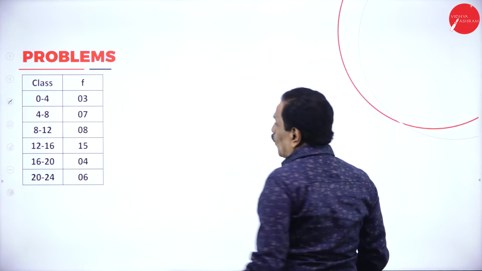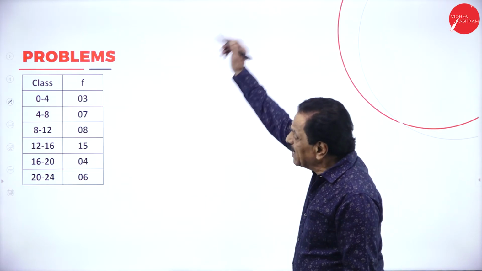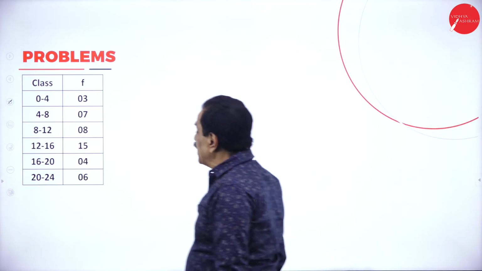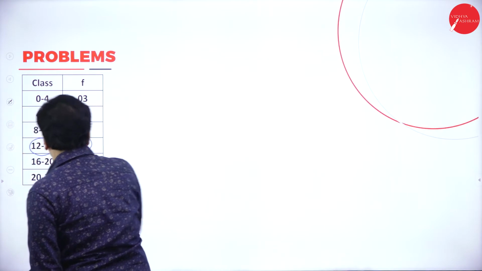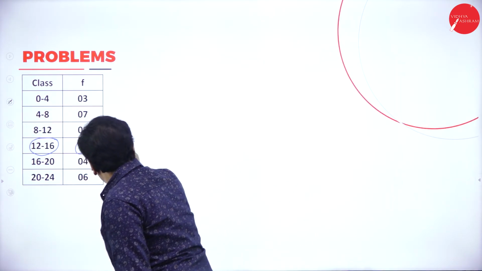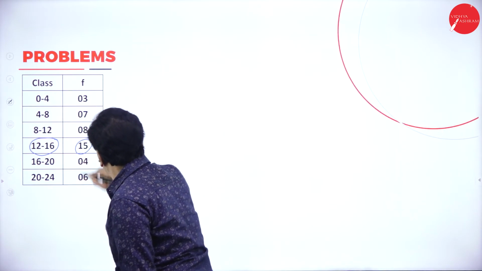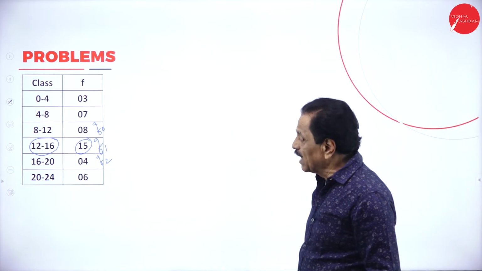If you see this board, which is the highest frequency? Can you say which is the highest one? 15 is the highest one, and the modal class is 12 to 16. This 15 is your F1. Behind is F0. Next is F2. The 12 is L1.